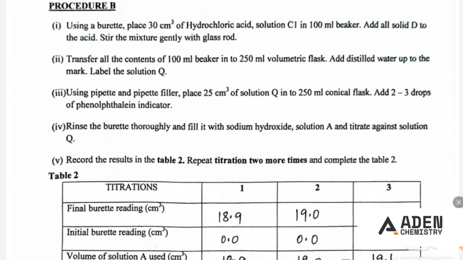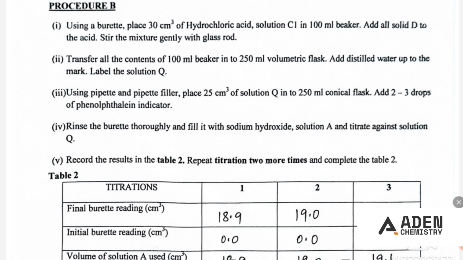Next, let's proceed to procedure B. We are told Roman 1, using a burette, place 30 centimeter cube of hydrochloric acid solution C1 in 100 ml beaker. We are told add all solid D to the acid, stir the mixture gently with glass rod. Then Roman 2, transfer all the contents of 100 ml beaker into 250 ml volumetric flask. Then after that, we are told add distilled water up to the mark. Label this solution as solution Q.